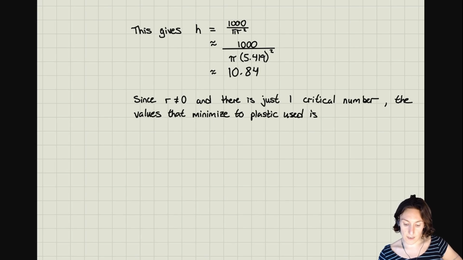In terms of where r can be defined, if there are endpoints, the only restriction is that the radius can't be equal to 0. So the radius can't be 0, and there's one critical number. So this automatically is the only thing that will minimize the plastic. So we would have r approximately equal to 5.419 centimeters, and that corresponds to a height of approximately 10.84 centimeters.